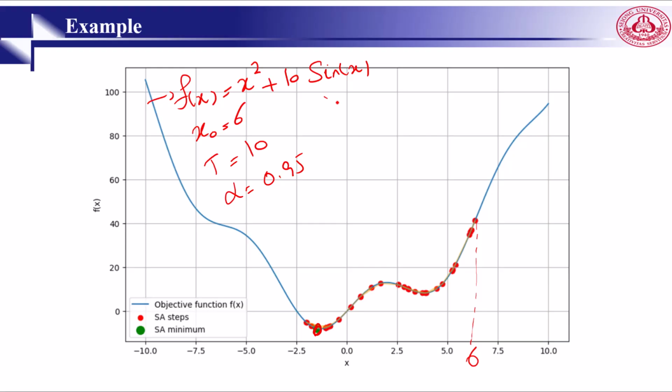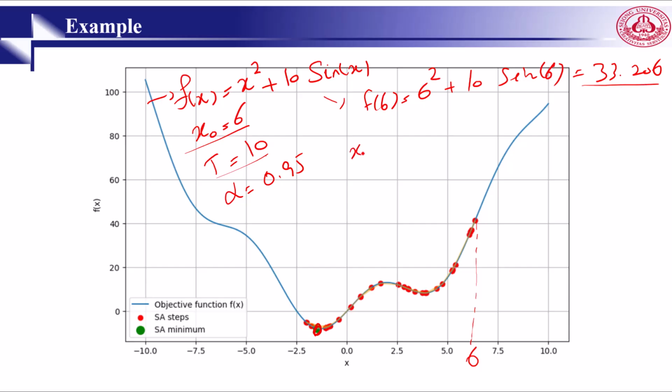First, we will calculate f(6). f(6) is equal to 6 squared plus 10 sine of 6. If you do sine of 6, something like minus 0.2794, then if you do this calculation, you will come up with 33.206. Then our x is 6, our T is 10, and our f(x) is 33.206. So at the first step, we generate a new candidate.